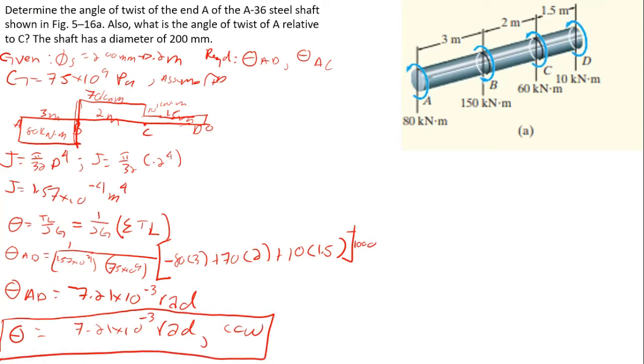So next naman, kung hanggang with regards to AC, so ibig sabihin hanggang dito lang tayo. So meron lang tayong dalawang torque na nag-a-act dyan, yung negative 80 and then yung 70. So rewrite lang natin.